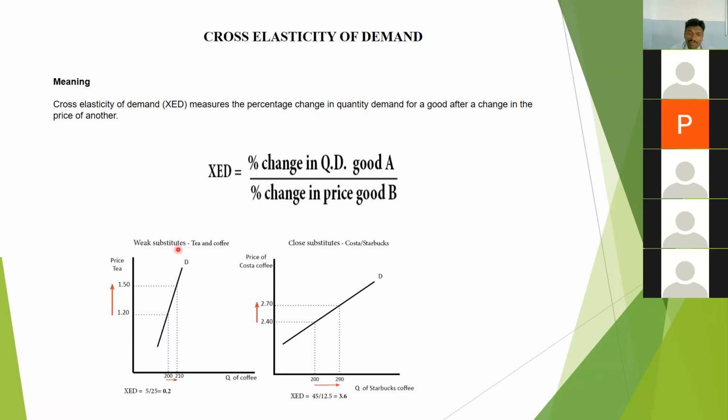Then what is the meaning of weak substitutes? Where the price of a substitutable commodity increases by a bigger percentage, such as 25%, this increase in the price of tea will reflect a very small 5% increase in quantity demanded of coffee. In such a case, it will be termed as weak substitutes. That is clear, no?